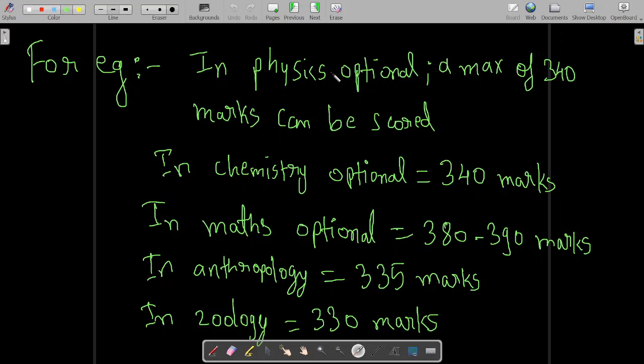In humanities optional, they will twist the question, or they will put the question in a very complex language. But in science optional, there can never be a twist. The question will be straightforward. So that is the difference between humanities optional and science optional.